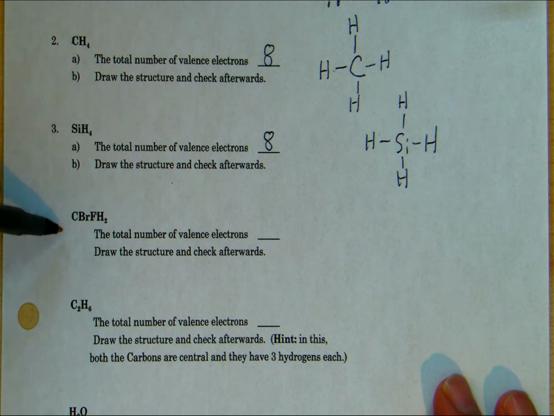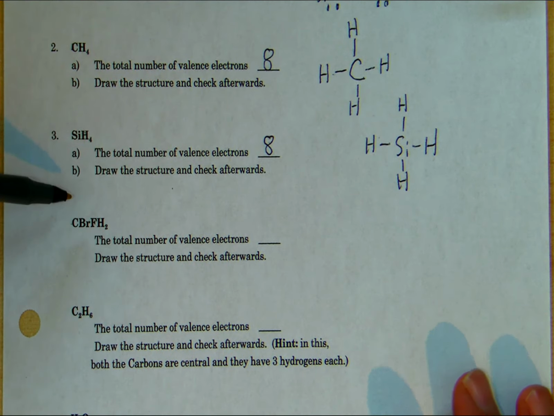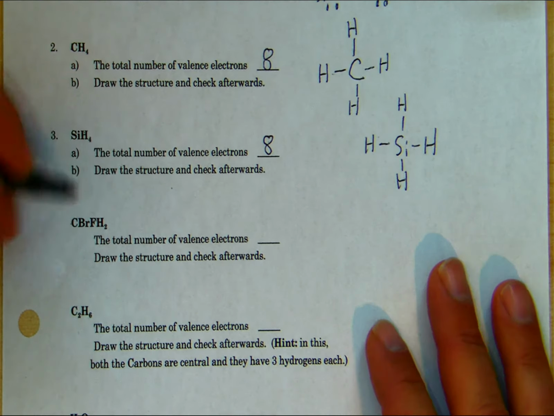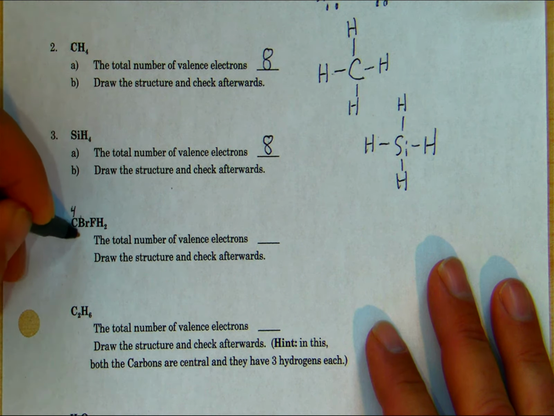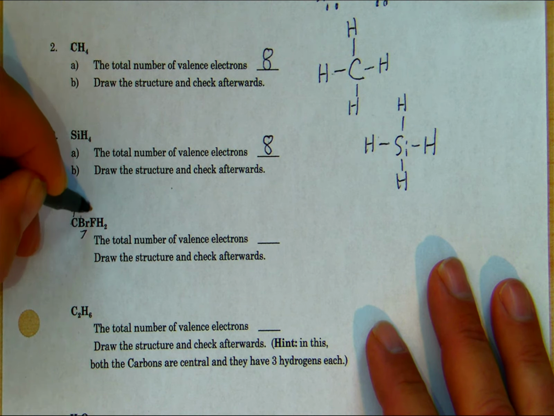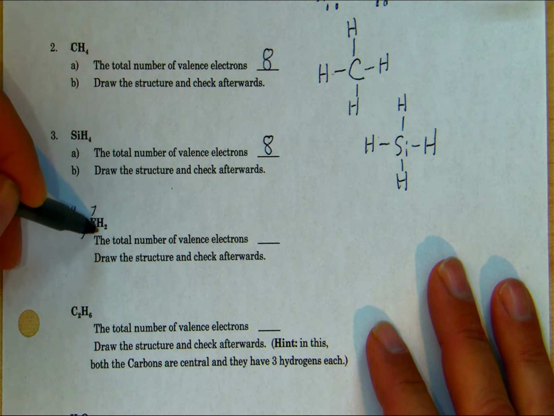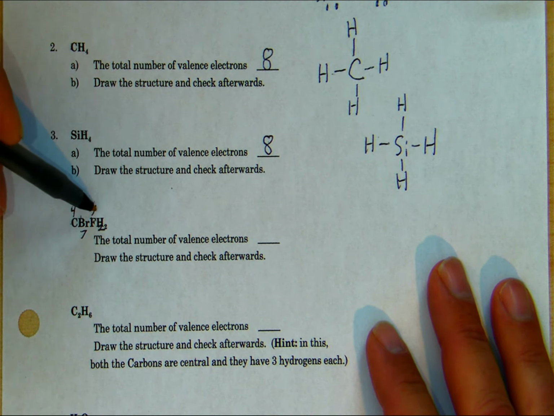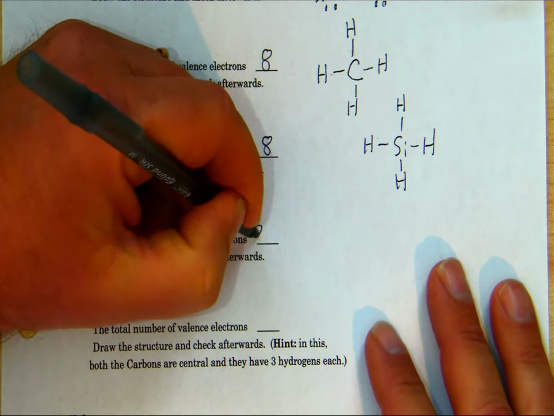What is presumably number 4 is CBrFH2. C is carbon, it has 4. Bromine is a halogen, it has 7. Fluorine is a halogen, it has 7. Each hydrogen has 1, and there's 2 of them. So that leads to 2 electrons for that. 7, 14, 15, 16, 20.